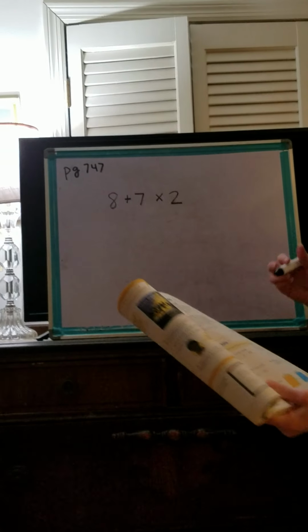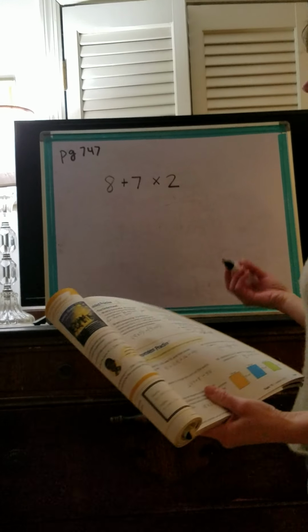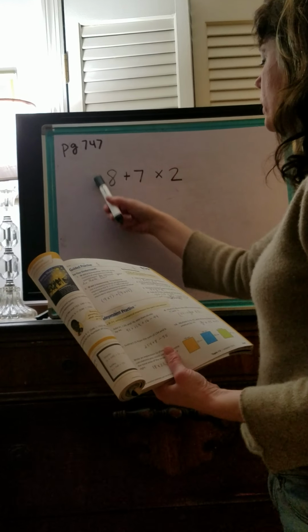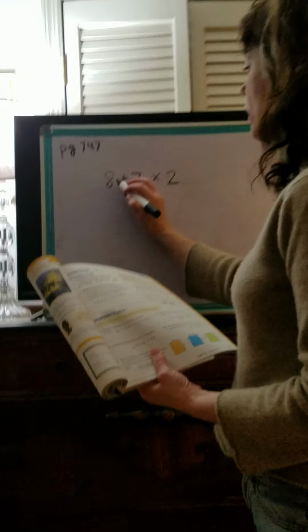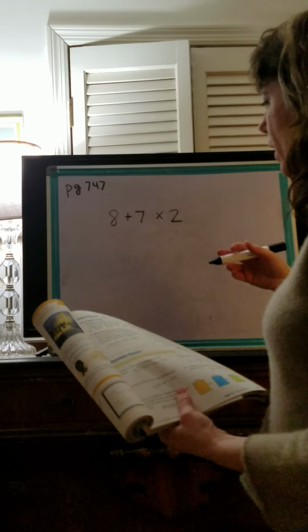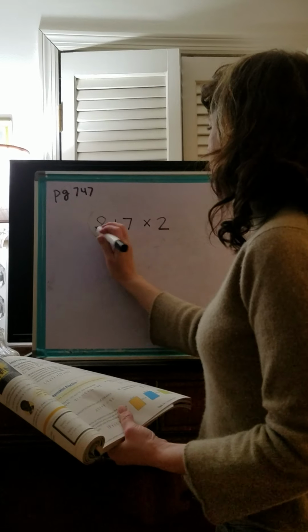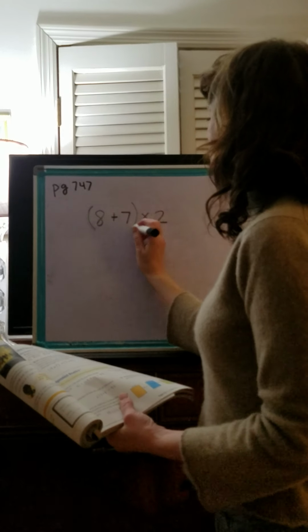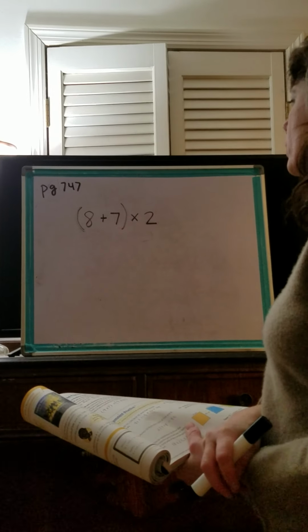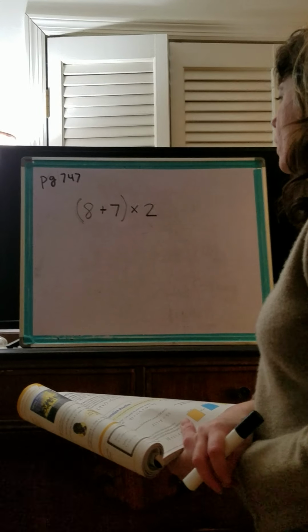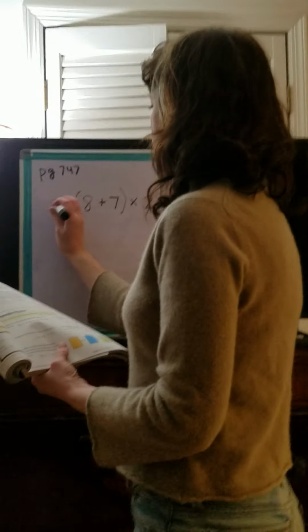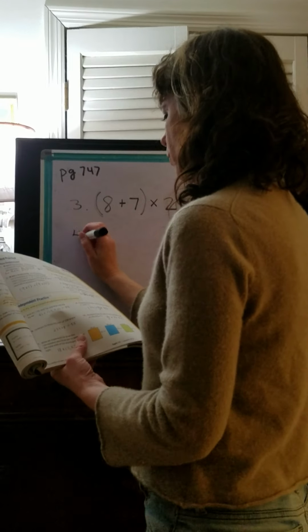Okay, so what we want to do here, again, is to make sure that we are solving 8 plus 7 first, and then multiply it by 2. So here we would put in our parentheses because that is what we want first. Okay, all right, so for number 3, let's look at number 4.